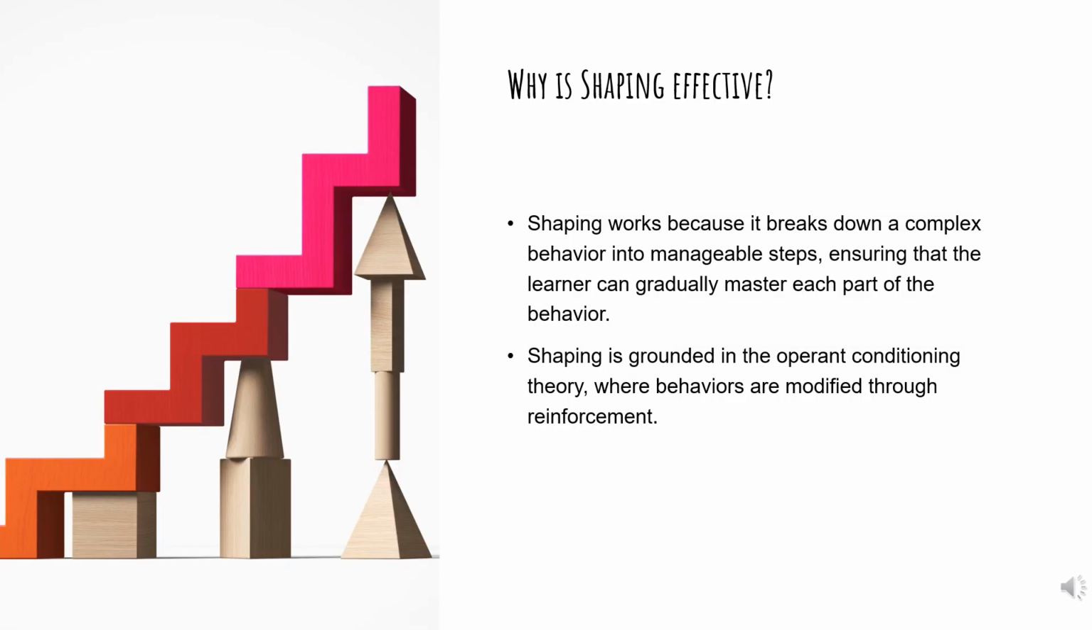Why is shaping effective? Shaping is effective because it allows the learner to experience success at each step of the process. This builds their confidence and their motivation to keep progressing. It is grounded in operant conditioning, where each successful step is reinforced, gradually encouraging the learner to perform the final behavior. By taking small steps, we help the learner feel accomplished, which increases the likelihood of long-term success. And when we talk about reinforcement, we mean rewarding the child that is working towards their shaping goal.